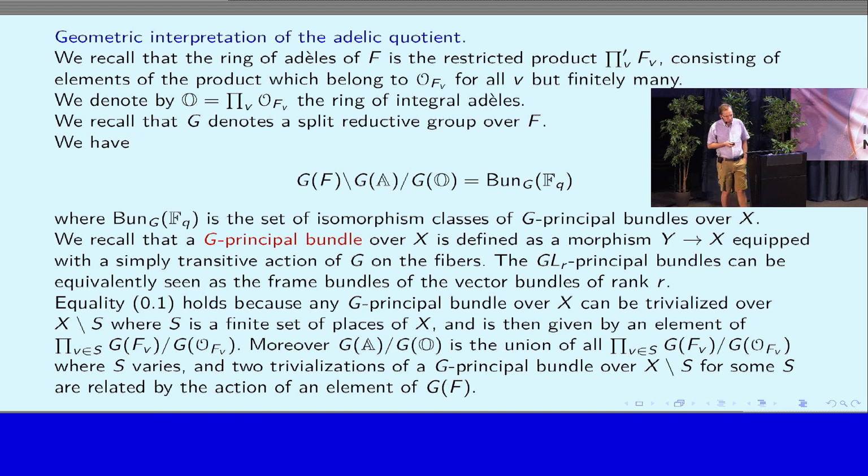And we recall that G is a split reductive group over F. And then we consider the quotient as before in the case of GLN over Q. So G(A) divided by G(F) divided by G(O). And in fact, it has a geometric interpretation. It's the FQ points of a stack Bun_G, I will explain.